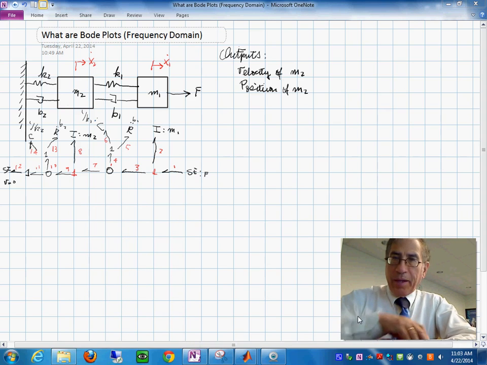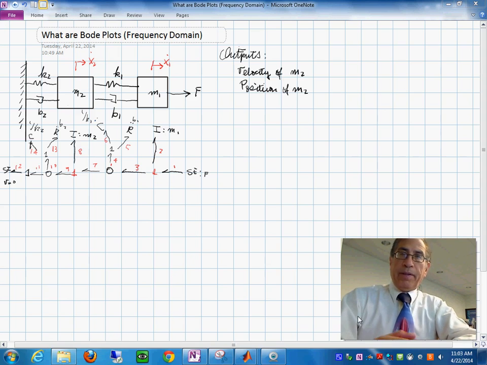Good morning. Today we're going to see a very interesting topic, and that is what the Bode plots are in the frequency response. And for that purpose, I have set up this example that you have in here with two masses and spring dampers and a force in there, and the corresponding bond graph model in there. We have also set up the objectives.